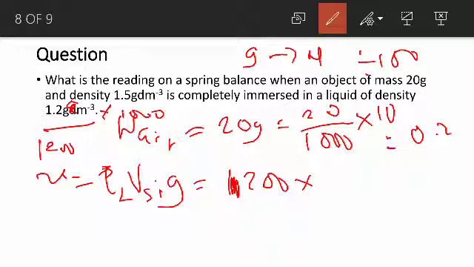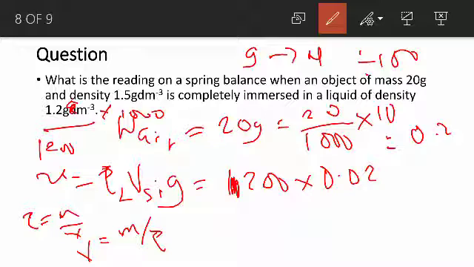If you notice in the question, we are not given the volume of the solid, and we are told it's immersed completely, but we are given the mass and we are also given density. So from the formula that density is equal to mass over volume, you can see that volume now is mass over density. So the mass of the solid is 20 grams, which is 0.02, divided by the density of the solid, which is 1.5. Then multiply by acceleration due to gravity, which is 10. That's good.